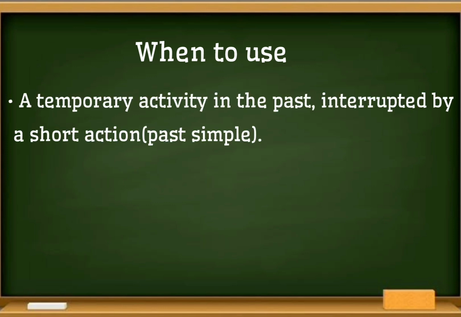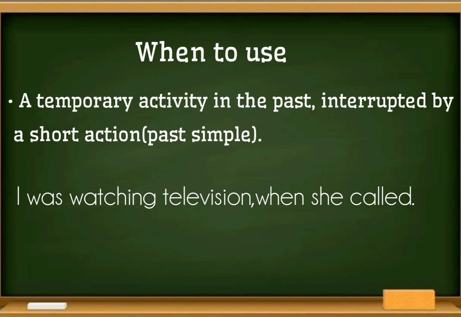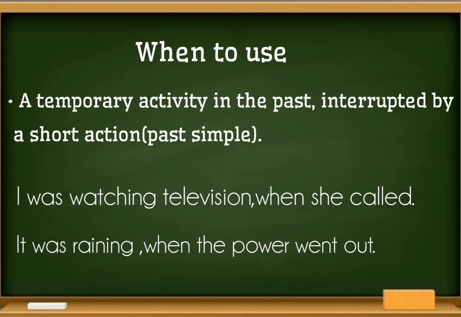And we also use past continuous tense for temporary activity in the past interrupted by a short action that is expressed by a past simple. For example, I was watching television when she called. It was raining when the power went out.